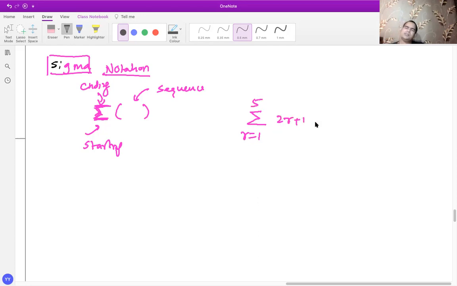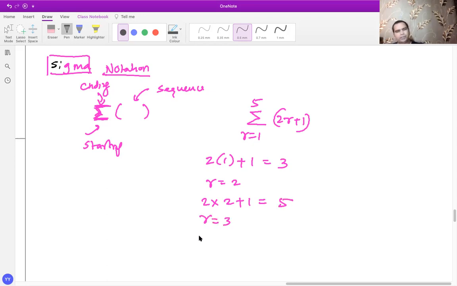What does this mean to us? It basically means take the r value as 1, 2, 3, 4, 5. Start from r equals 1. The first term will be 2 times 1 plus 1, which is 3. Take r as 2: 2 times 2 is 4, plus 1 is 5. Similarly, take r as 3: 2 times 3 plus 1 is 7.